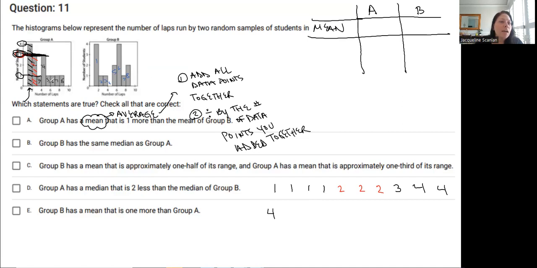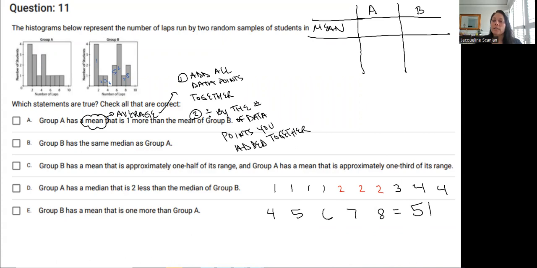Then 5 laps was done by 1. 6 laps was done by 1, 7 laps was done by 1, and 8 laps was done by 1. And that was easy because they're all the same height. Okay, so that's my data set for group A. So I am now going to have to find the mean. I'm going to add all of these numbers together. So I'm going to add 1 plus 1 plus 1 plus 1 plus 2 plus 2 plus 2 and so on. And when I add them all together, I get 51.